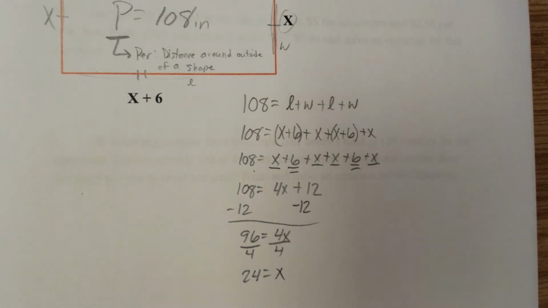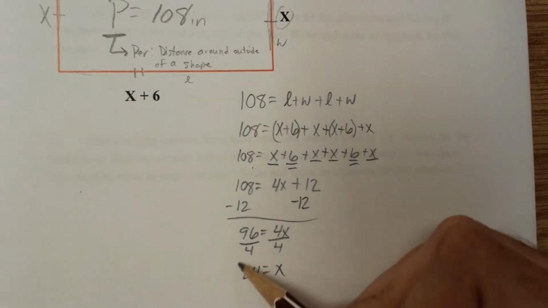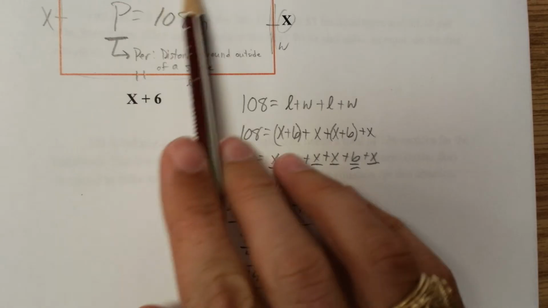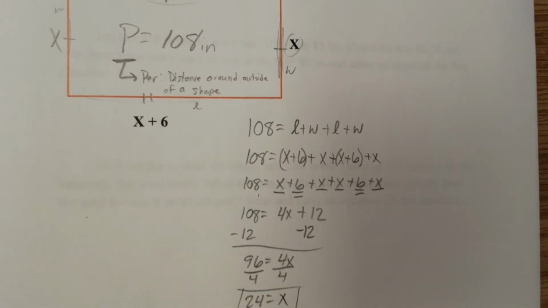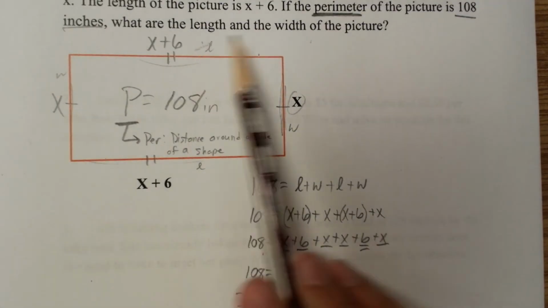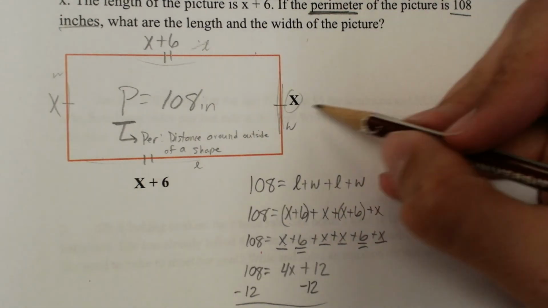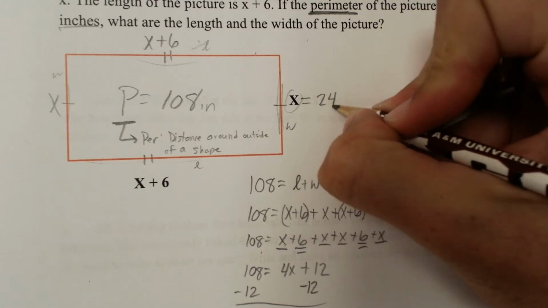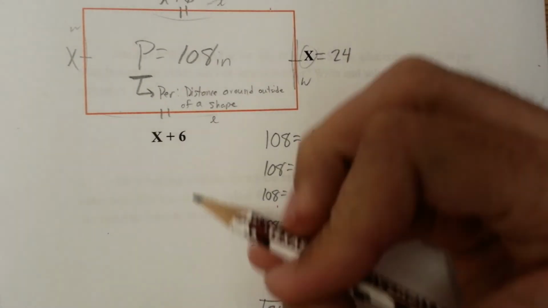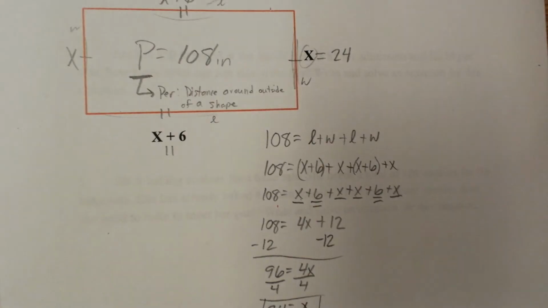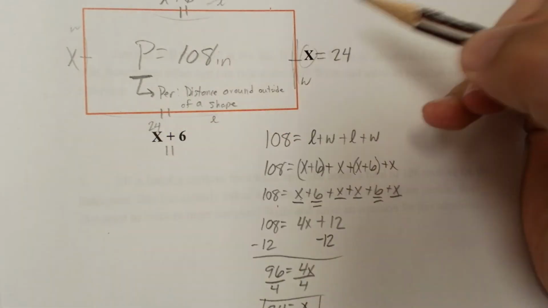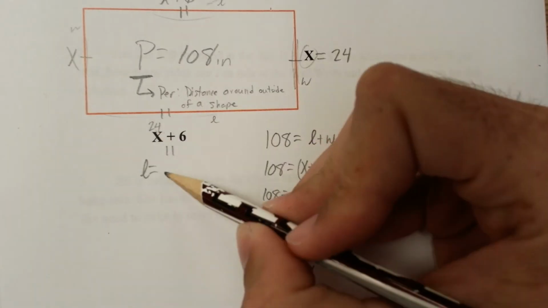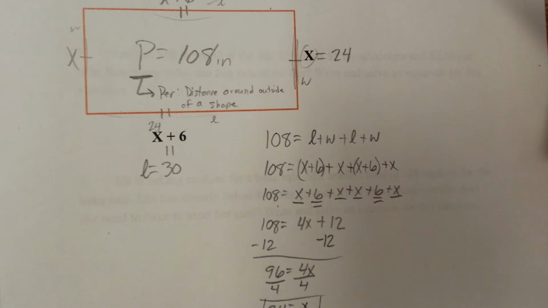Now, that does not tell us what the length and width is. That simply tells us what x is. The question wants to know what are the length and width of the picture. So the width here is just x. We know x is equal to 24. The length right here we kind of have to play around with. We know x is equal to 24. So the length is equal to 24 plus 6, which would be 30.